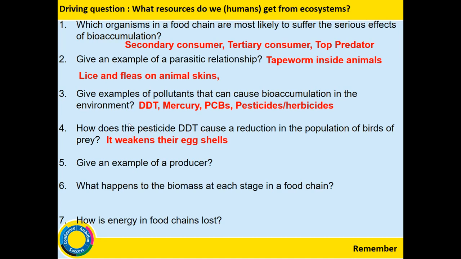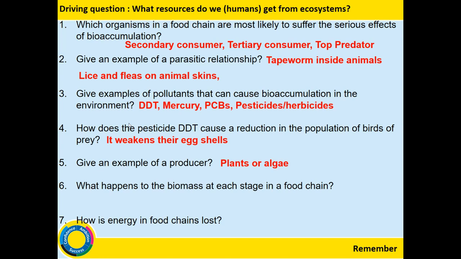Give an example of a producer. Well, there are two examples I've given, plants and algae. But if you go deep into the volcanic vents, deep under the ocean, then we have organisms there which make their own food by the process of chemosynthesis. Do not forget that. So with chemosynthesis, they are also producers in that area, deep under the seabed in volcanic vents.